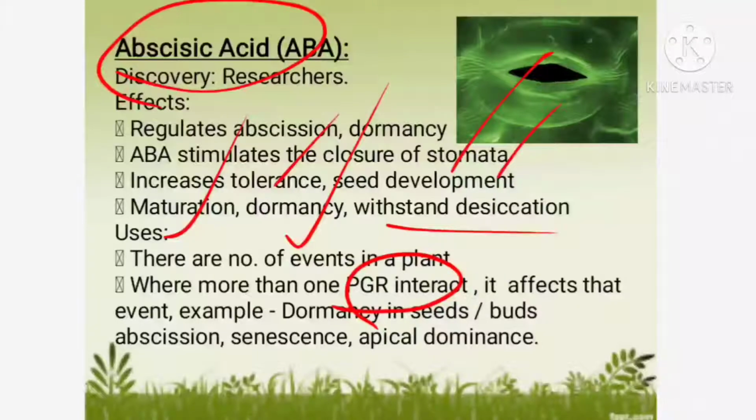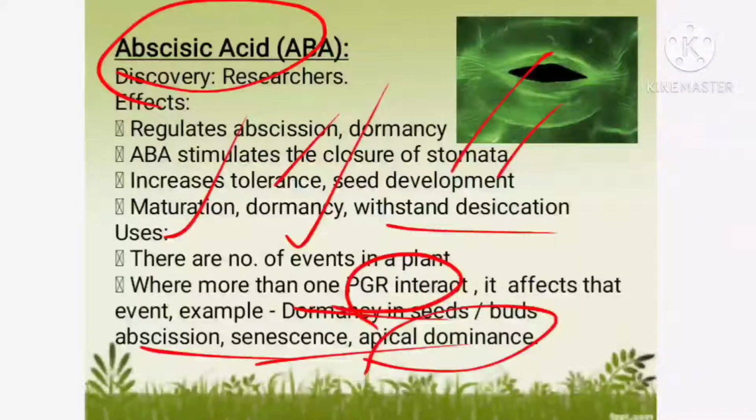Now, uses: there are a number of events in a plant where more than one plant growth regulator interact. So, you can find all these, dormancy, thereafter abscission, senescence, apical dominance, all these are the functions of a plant. And all these hormones together play a major role, okay. Based on the environmental condition, which is more, which is less is being determined.